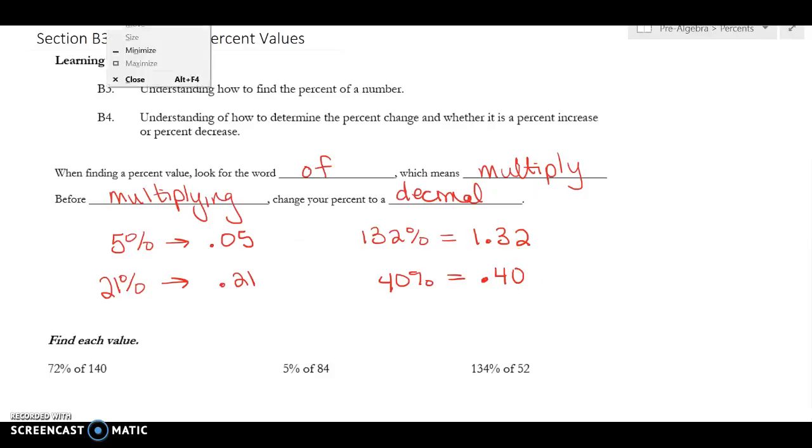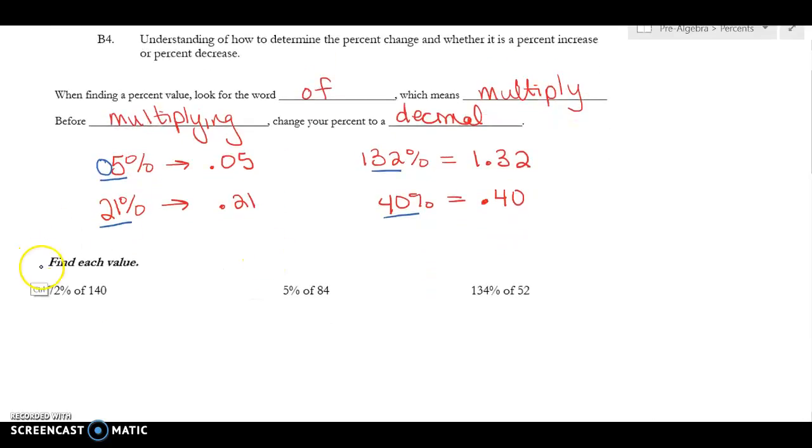So if you notice, for each of them there are two numbers that come after the decimal. And since there wasn't a number there for the 5, I put a zero there. Okay? All right, so when it says 72%, 72% is just 0.72 times 140. So I plug that into my calculator, and I get 100.8.